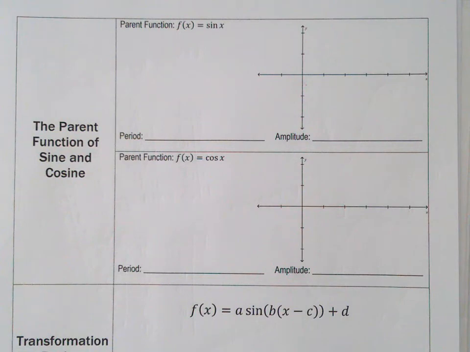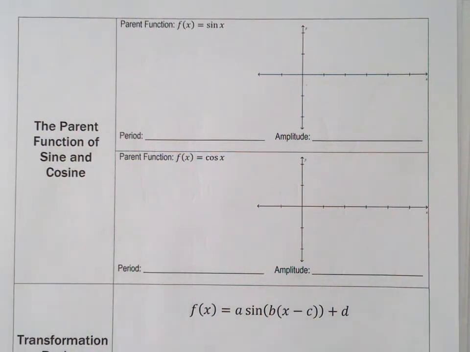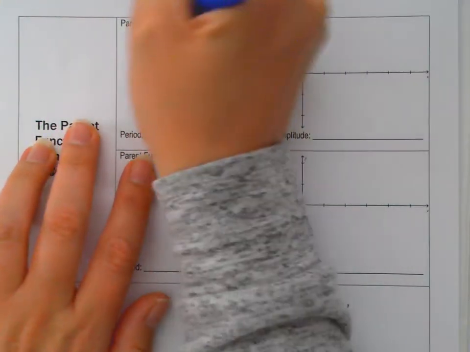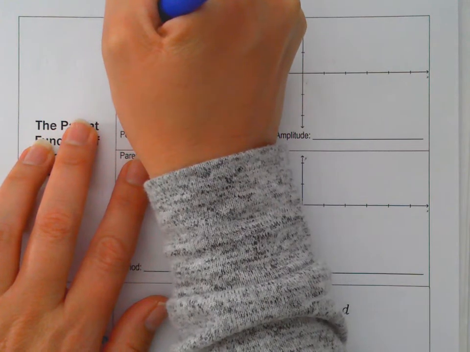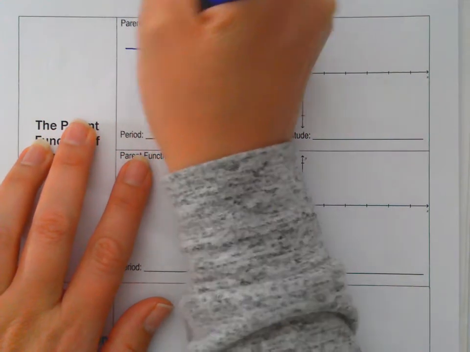You can graph all of these. And so we have parent functions, just like we did before, when we had parent functions of a lot of different graphs. We're going to be applying what we already know to new parent functions. So for sine, we're going to set up the same way. We have a t-table.